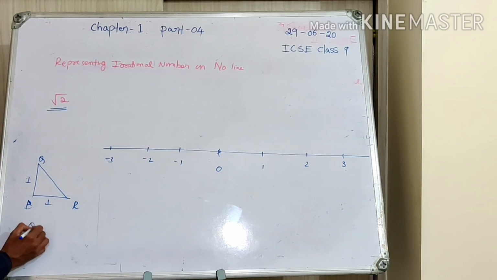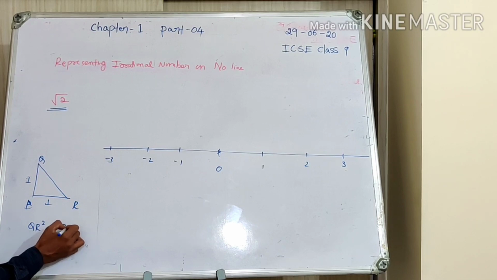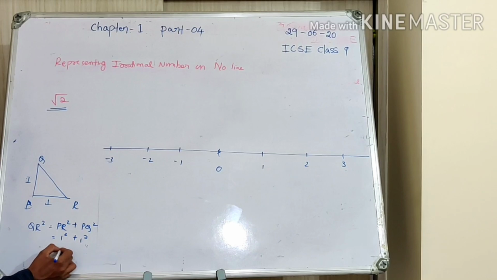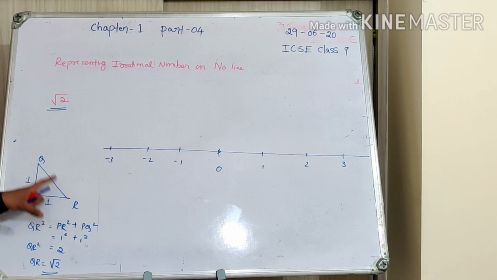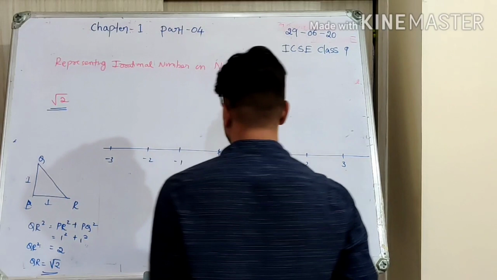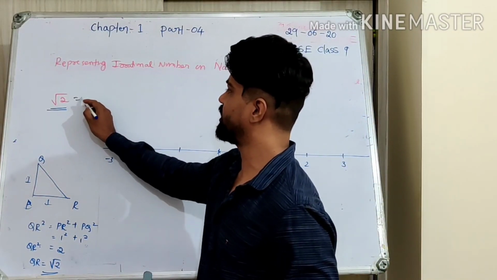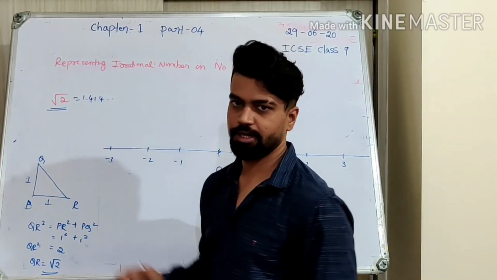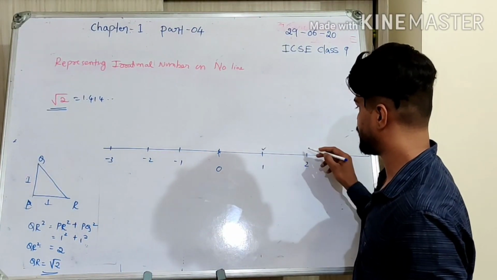Now can you tell me what is the length of QR? Using Pythagoras theorem, QR square is equal to PR square plus PQ square, right? This is 1 square plus 1 square, which is 2. QR square is 2. Then what is QR length? QR length is root 2, right? So the value of root 2 is going to be the length of QR, that is the hypotenuse of the right angle triangle whose sides are 1 and 1. Same logic I'm going to use here. Now I need to represent root 2, and we know root 2 is approximately 1.414 something, right? So it has to be between 1 and 2 only.